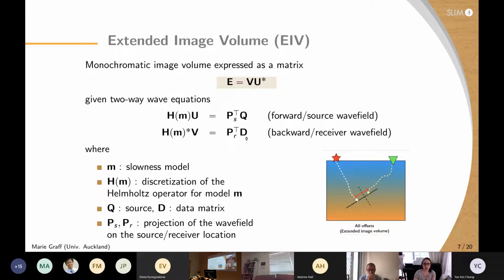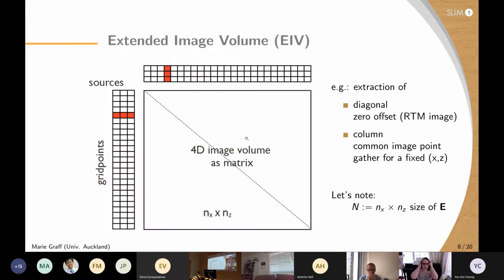And now we can also try to, so here it's just an illustration of how the matrix is. If you have a problem that has a capital N grid points in the simulation of the wave equation, the image volume now becomes n times n, so n square. So it's just really huge. We could actually write it as a 4D tensor or a volume, but we decided to expand it into a matrix to have more access.